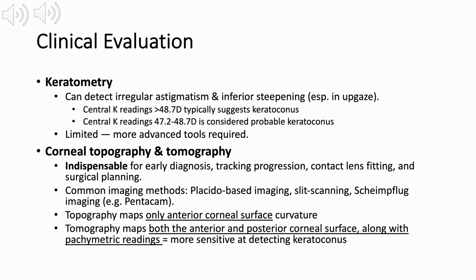This makes tomography more sensitive for detecting subclinical keratoconus, as posterior elevation is one of its early findings, which corneal topography alone cannot identify. Moreover, its ability to detect abnormal thickness distribution before anterior changes become apparent makes tomography the better tool for detecting and monitoring disease progression.